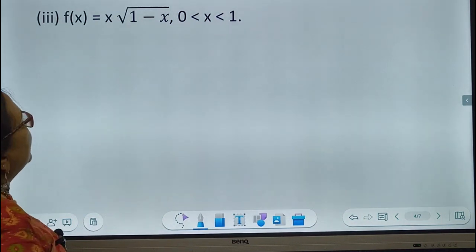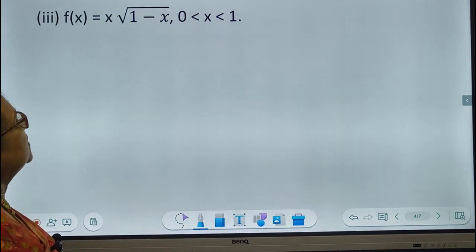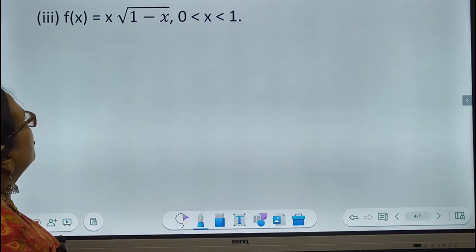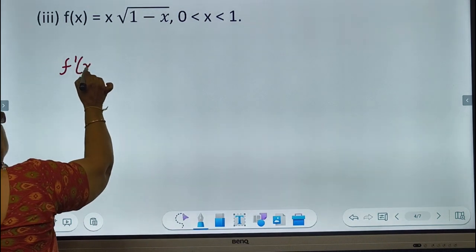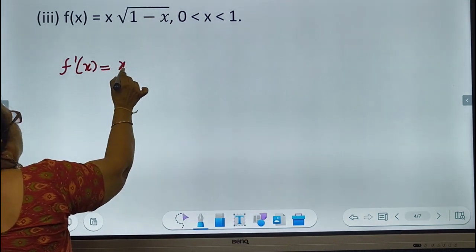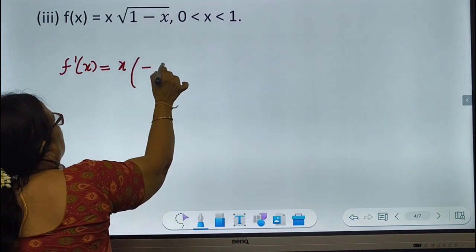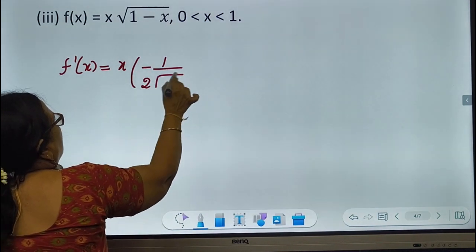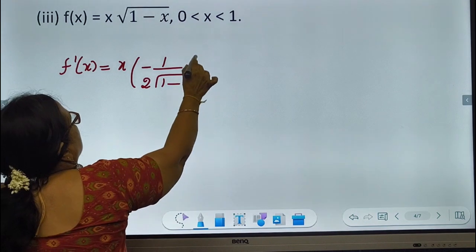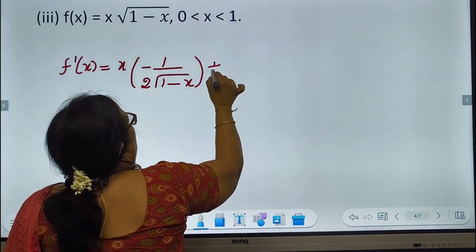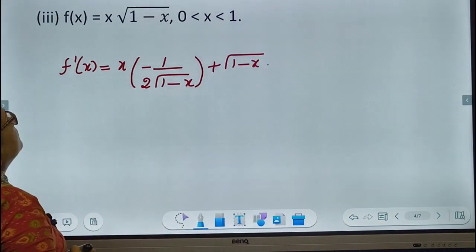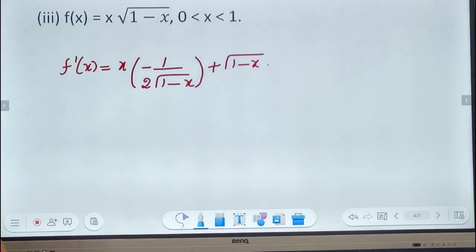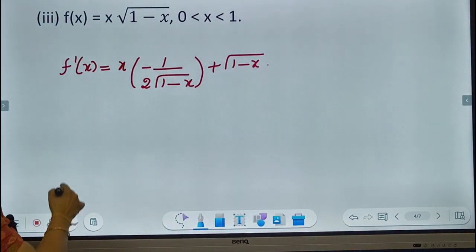f of x equal to x into root of 1 minus x, where x lies between 0 to 1. So what is f dash of x? Product rule: x into minus 1 by 2 into root of 1 minus x, plus root of 1 minus x into 1. I have just used the product rule.